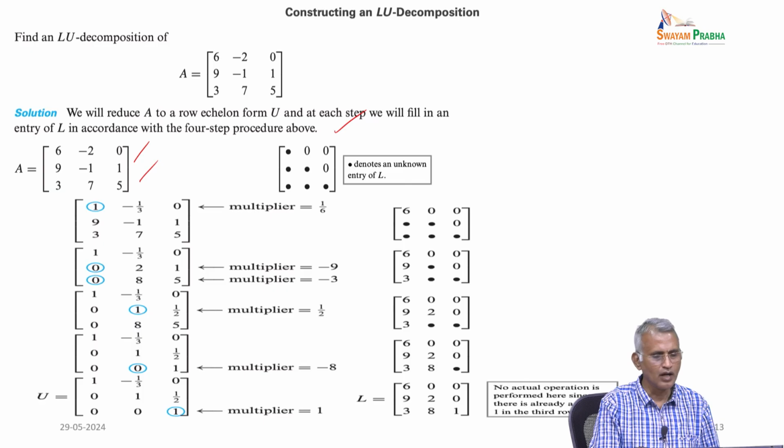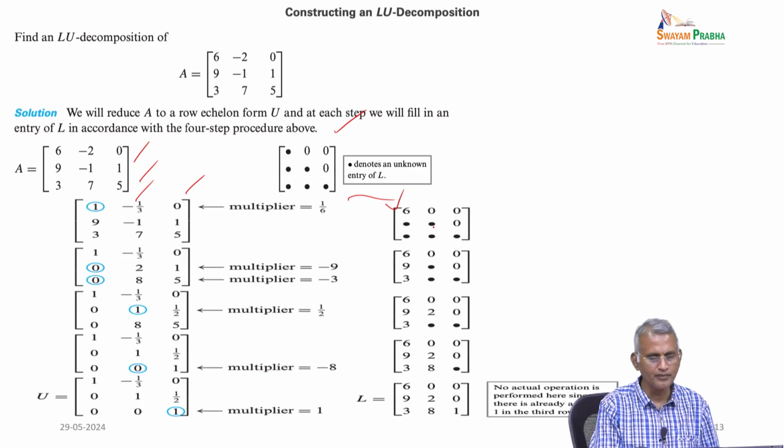Now, you do the first step, multiplying by 1 by 6, so that the first row will be 1, minus 2 by 6 which is minus 1 by 3, and the last entry is 0, and keep the second row as it is, 9 minus 1 1, and the third row 3 7 5. Therefore, the corresponding entry here, 6, you fill in, and the rest you fill in with the help of this idea, 6 0 0, leaving the others blank to fill in with the next step.